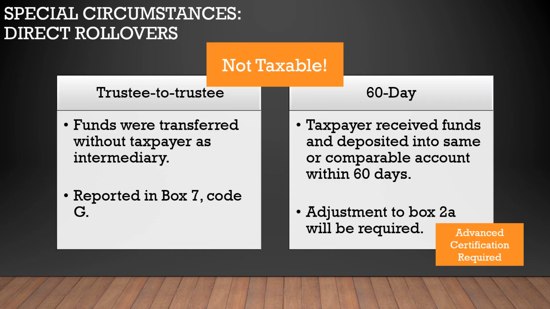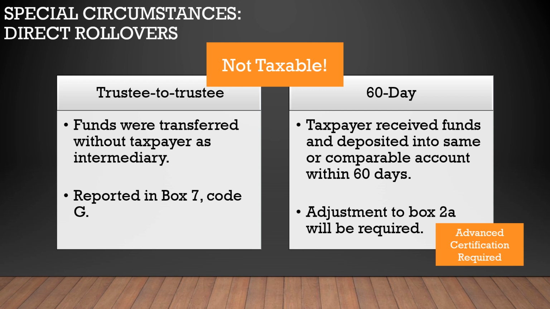As we talked about a little bit before, there are direct rollovers where somebody would have taken money out of one tax-favored account and moved it into another tax-favored account. A couple of types of these direct rollovers: you have the trustee to trustee, which we talked about as code G in box 7. Again, the funds were transferred, the one trustee made the check out directly to the new trustee, and so our taxpayer never received these funds. They just went directly from one place to the other.